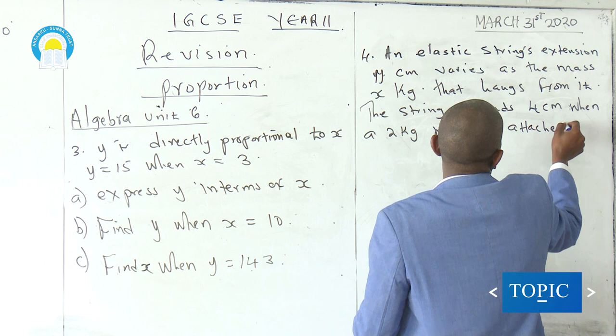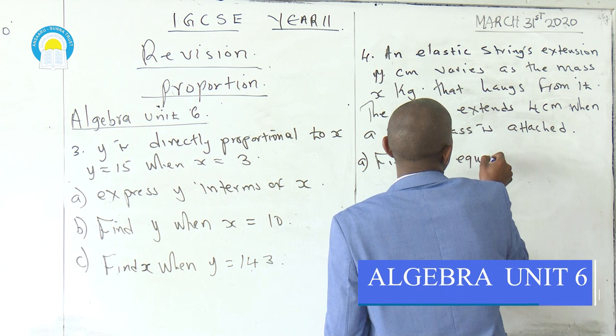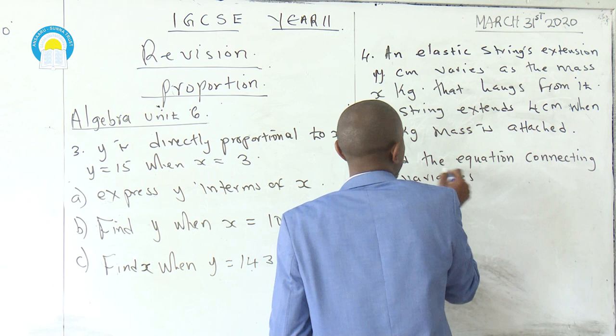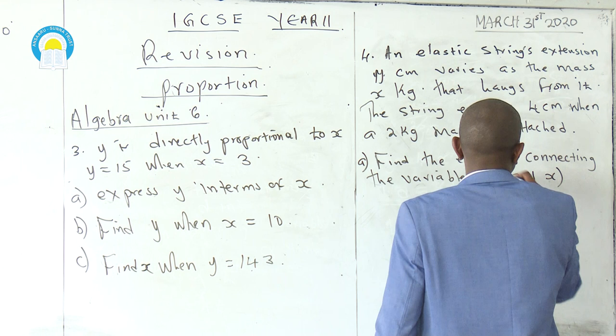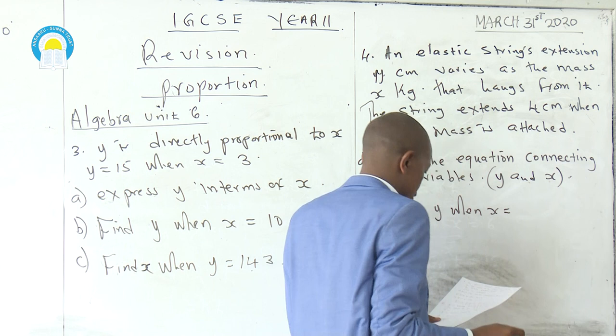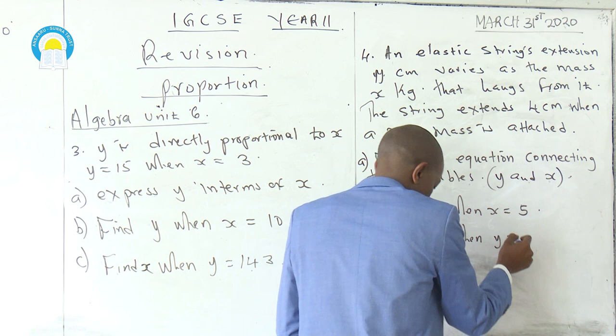Part A, find the equation connecting the variables. And our variables here are y and x. Part B, find y when x is 5. Part C, find x when y is equal to 15.